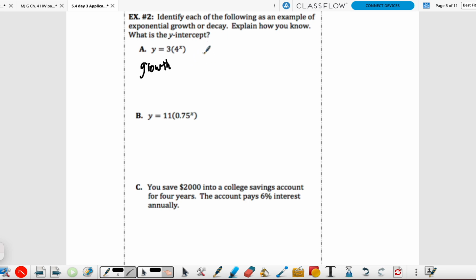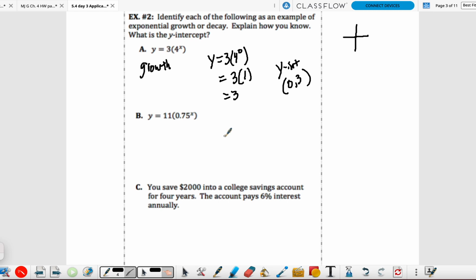Now the y-intercept, as we've done this in other types of functions, is, if we look at this graphically, where we cross the y-axis, which is what is the y value when x is 0. So to find the y-intercept, we plug 0 in for x. 3 times 4 to the power of 0. Well, if you do 4 to the power of 0 in your calculator, you just get 1. So this is just 3 times 1, and we just get 3. So the y-intercept as an ordered pair is 0, 3.